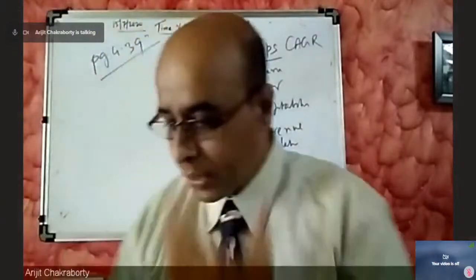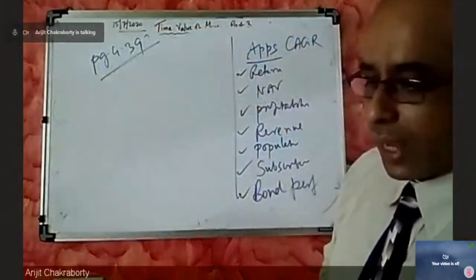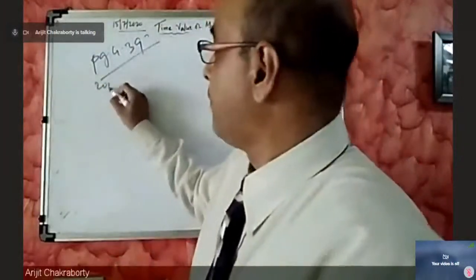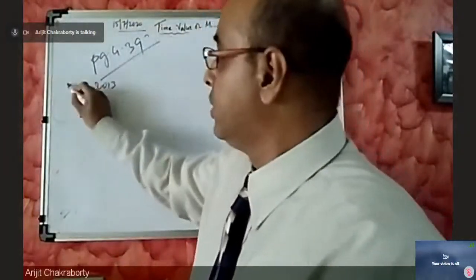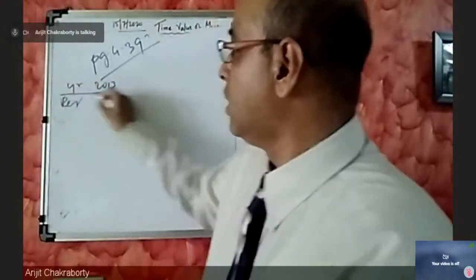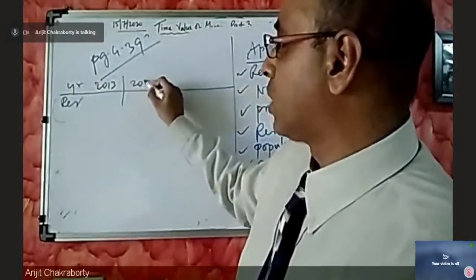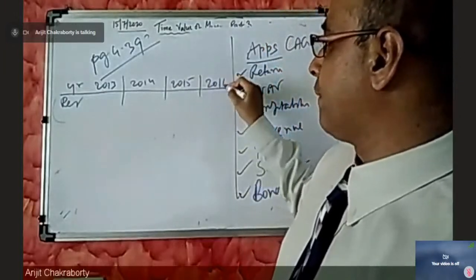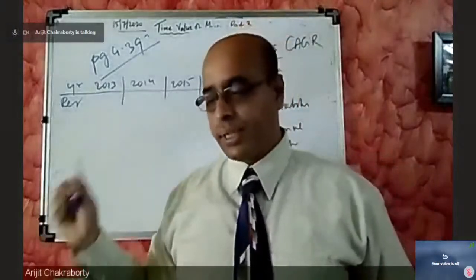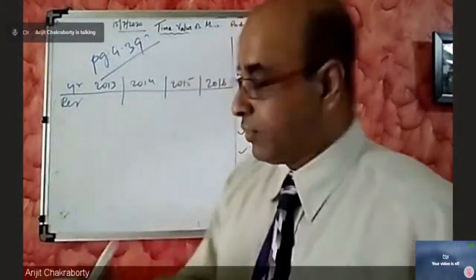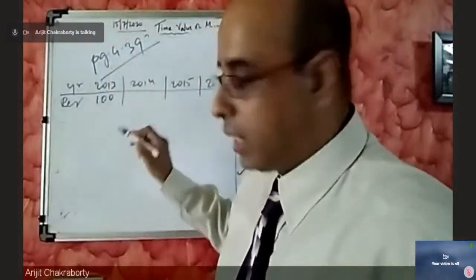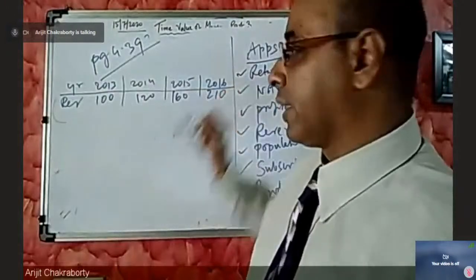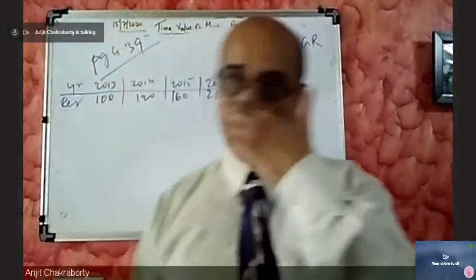Now let us see the numerical. The numerical says that the revenue of a company is given for 2013. So we have 2013, 2014, 2015 and 2016, and the revenues are given as 100, 120, 160 and 210. You have to find out the CAGR.